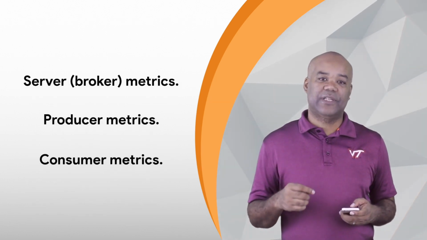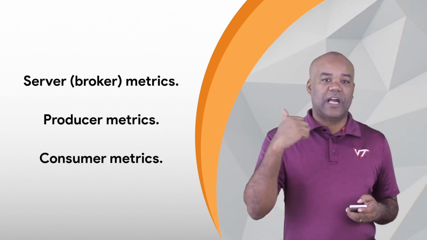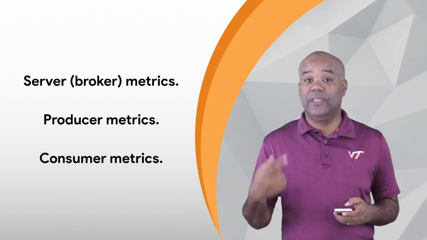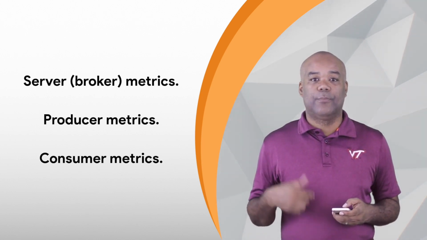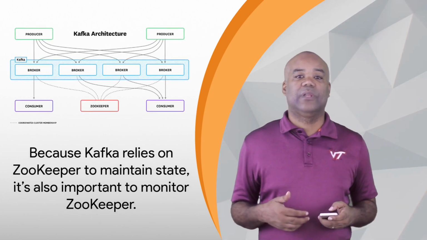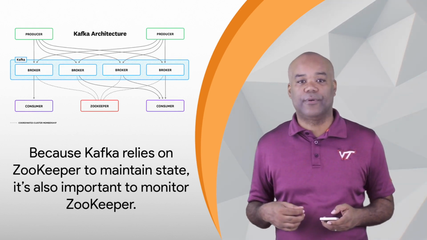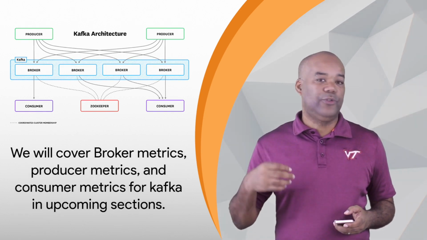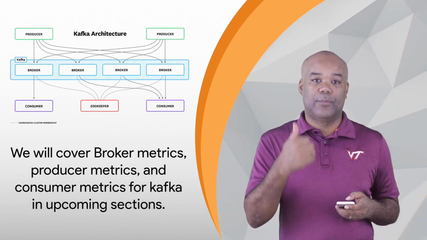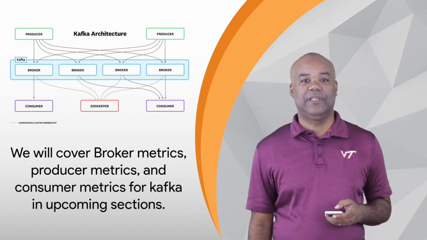These Kafka metrics can be broken down into roughly 3 categories. Kafka server metrics, primarily the broker, but that would include the node and the JVM with that. Producer metrics and consumer metrics. Because Kafka relies on Zookeeper to maintain state, it's also important to monitor Zookeeper. So what I want to do is tell you the key metrics from the broker, the producer, and the consumer. That's what we're going to cover in the upcoming sections.